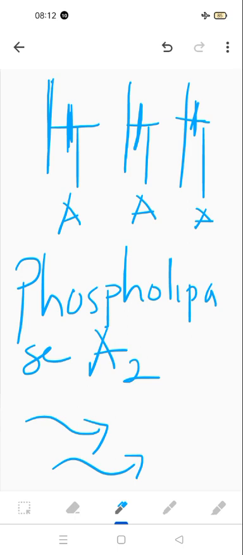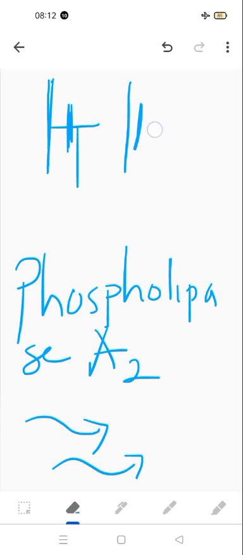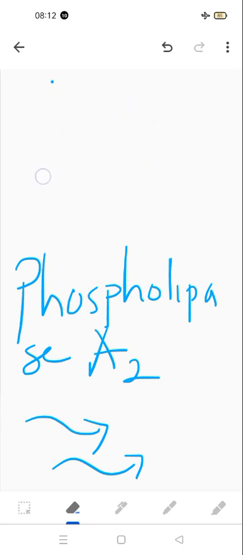The arachidonic acid that is then released can undergo a cyclooxygenase pathway to give us prostaglandin, or it can undergo the leukotriene pathway to give us leukotriene.